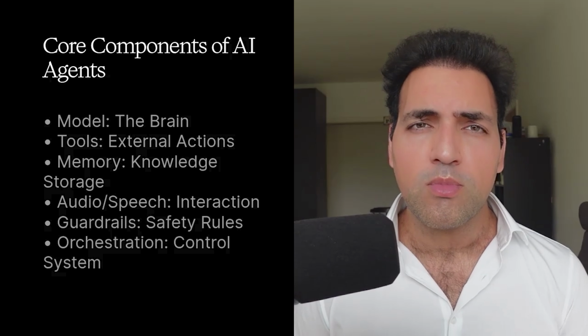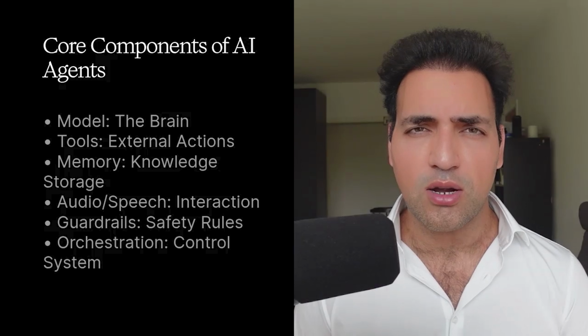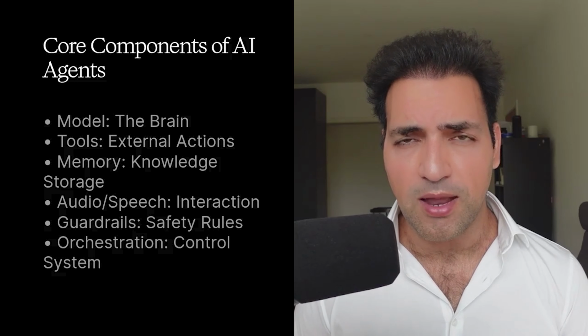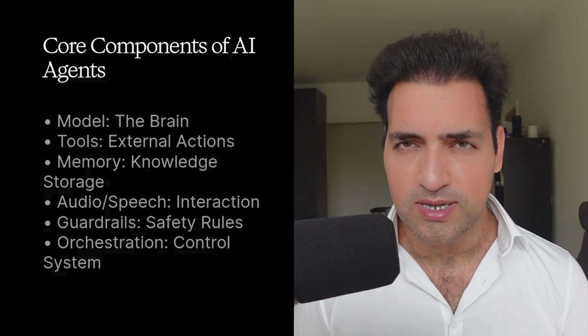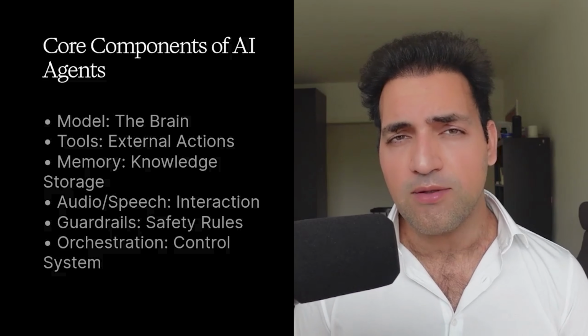Number 4, audio/speech to interact naturally with the user. And number 5, guardrails, safety rules preventing bad behavior. You don't want your agent to swear at someone or use politically sensitive content, for example. And finally, number 6, the orchestration, the control system to deploy, monitor, and improve the agent.